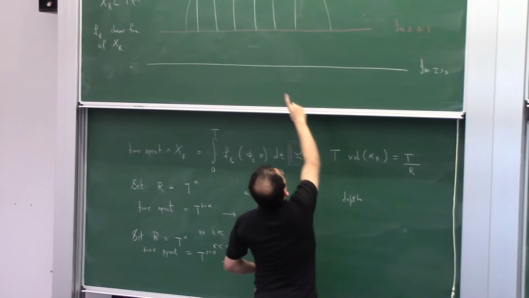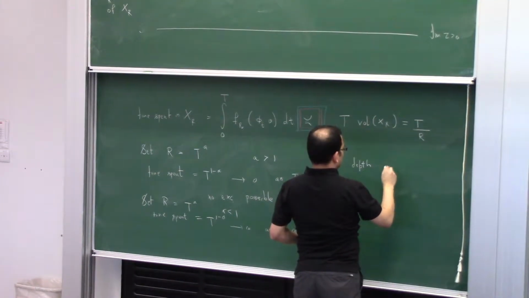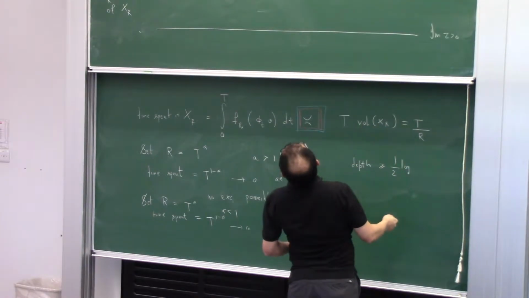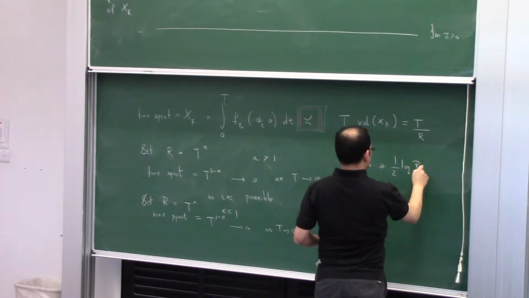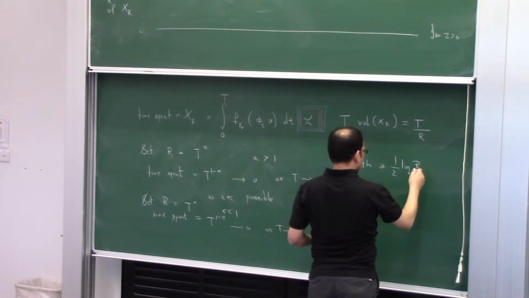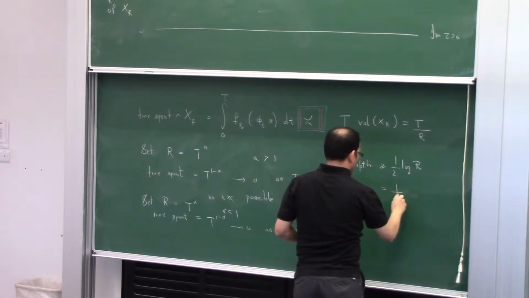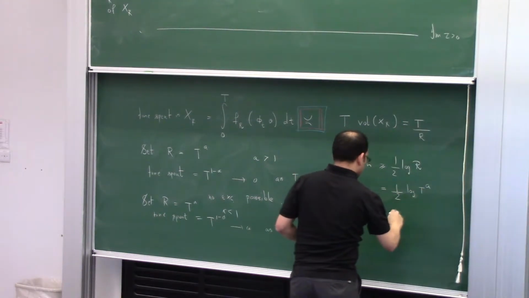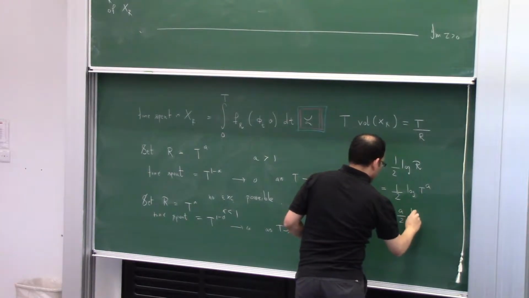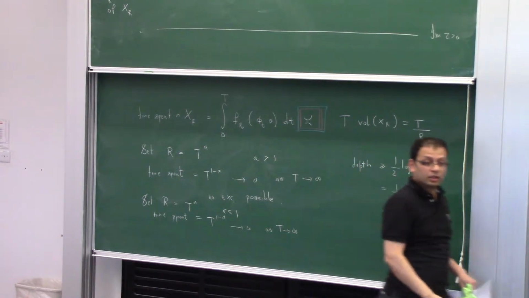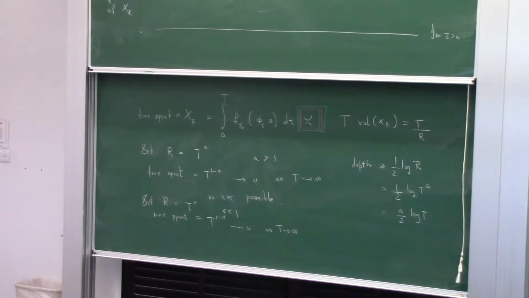Right, the depth of that geodesic is at least 1/2 times log of r, which is essentially 1/2 of log of t to the a, so it's a over 2 log t. A was any constant, I can take a closer and closer to 1, and you get 1/2 log t. Okay? So it's a very simple heuristic of how the log law should be explained.